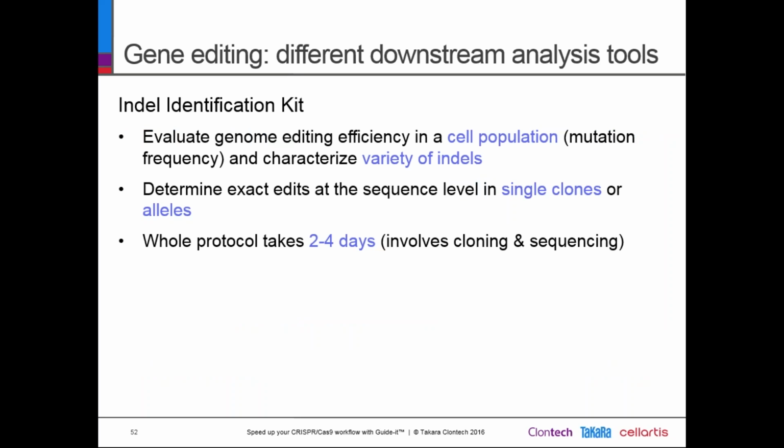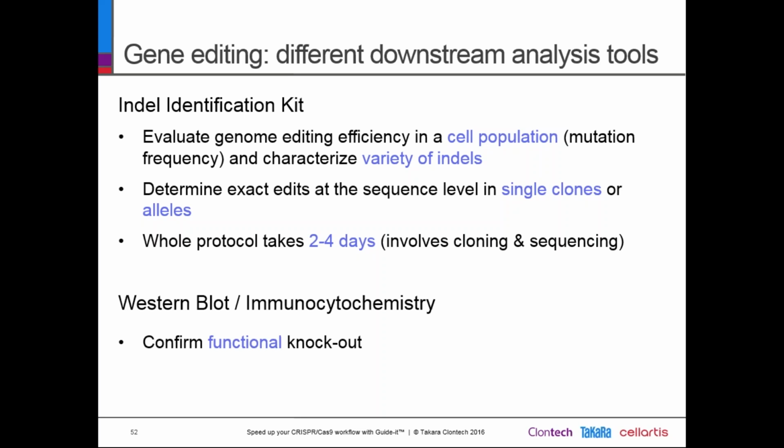This is really the kit with the highest workload because it takes 2 to 4 days or even longer, and it involves cloning and sequencing. But this kit will also give you the most detailed information because you can either evaluate the editing efficiency in a cell population and also characterize the variety of indels, or you can also determine the exact edits in single clones and at the allelic level.